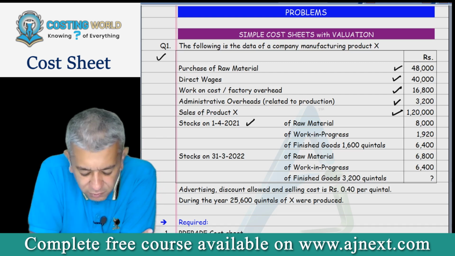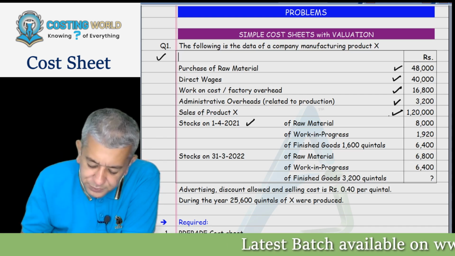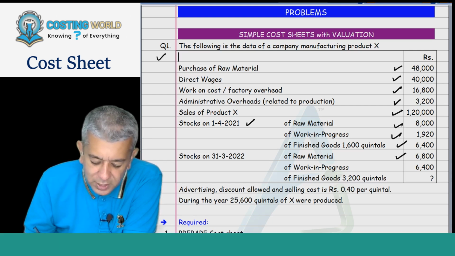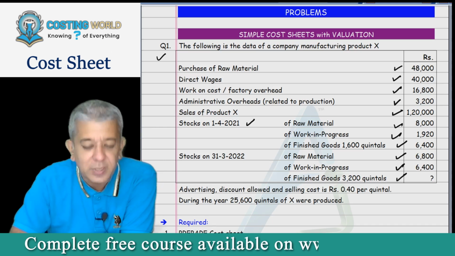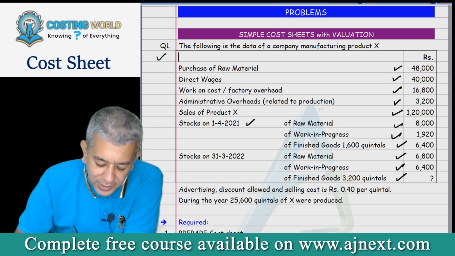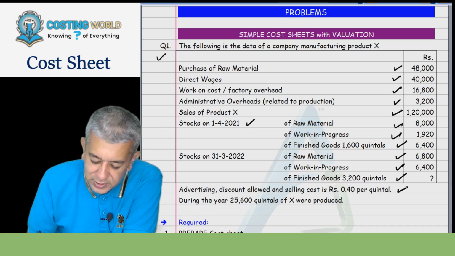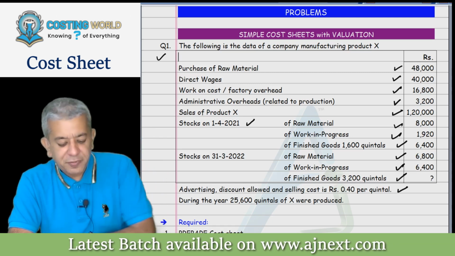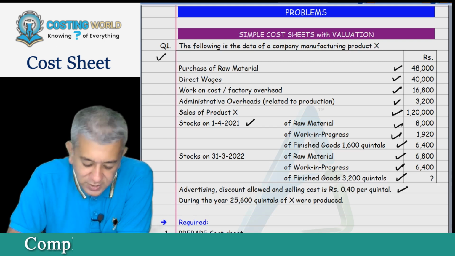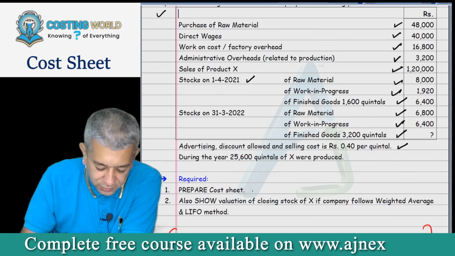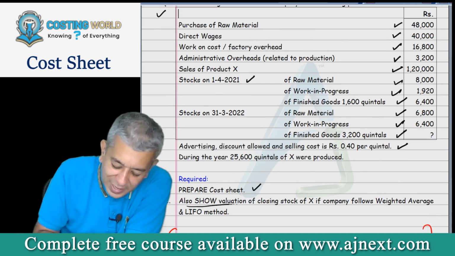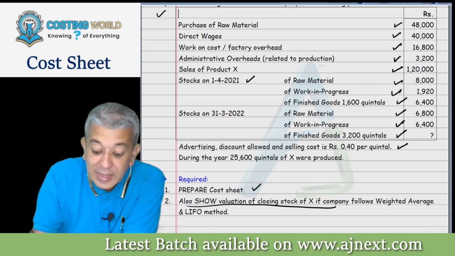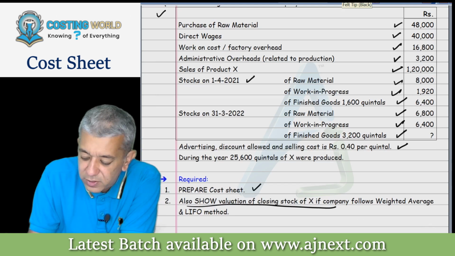Stock as on 1/4/2021 of raw materials, of WIP, of finished goods. Then stock as on 31st of March 2022 of raw material, WIP and finished goods. Further, advertisement, discount allowed and selling cost is 0.40 per quintal. During the year, 25,600 quintals of X were produced. Prepare a cost sheet. So that is your first job to be done. Second job, also show the valuation of closing stock of X if the company follows weighted average and LIFO method. That is one thing we will see after some time.